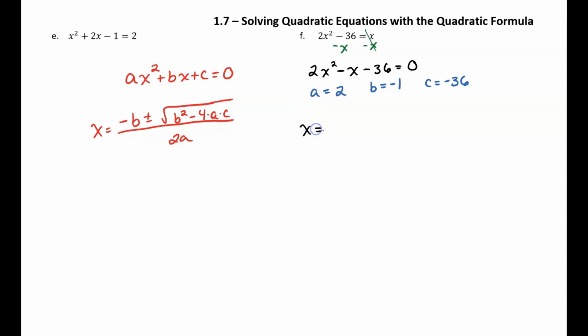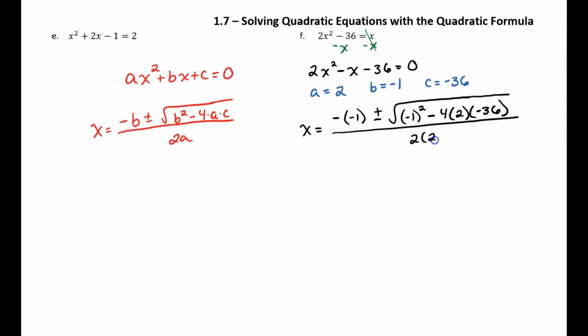We'll have x is equal to negative of a -1. Here again, there's a b that's a negative. That's one of my signs, but the formula has another negative on it, so those parentheses help me keep track of that. Plus or minus the square root of b squared. B squared, so I put the squaring part in parentheses like I've been practicing, minus 4 times a times c. All of this divided by 2 times a. So 2 times 2 in this case.